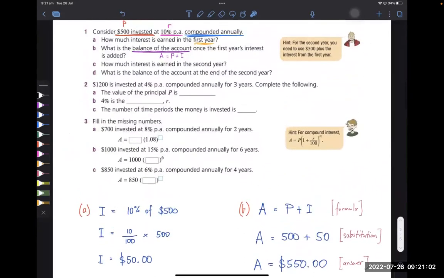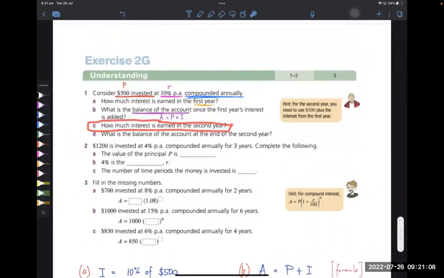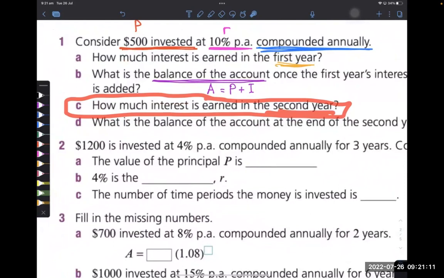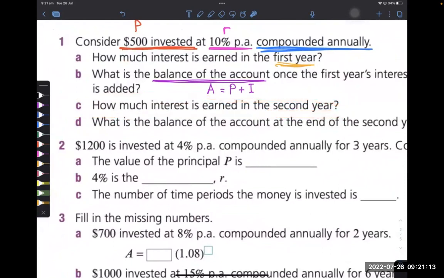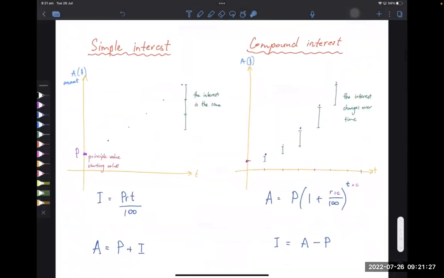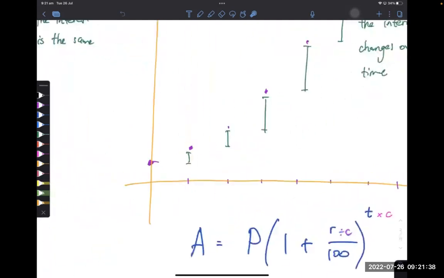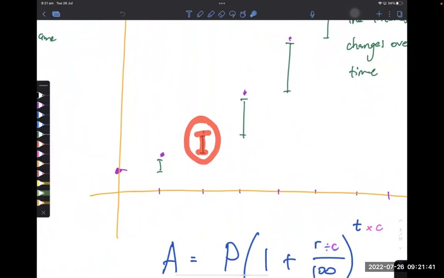Now it says here, how much interest is earned in the second year. Since we're compounding, since we're using compound interest, is our interest going to be the same in the first year and the second year? No. I'll go back to this diagram here. If it was simple interest, it would be the same. But notice here, this was our first year interest. That's how much we gained in our first year. For the second year, notice there should be more.